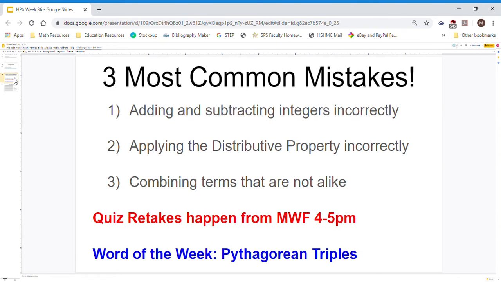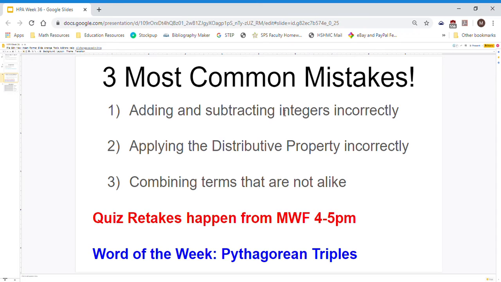Speaking of common mistakes, these are the 3 most common mistakes that happened on the solving algebra quiz. The most common mistake that students made is that they were not adding and subtracting integers correctly. They were doing them incorrectly. I can't emphasize enough that if you're not sure about what the answer is, draw a number line or draw counters to help you understand. So many students made mistakes in this, and that really messed up everything in their solving equations, and also it affected their checking work.